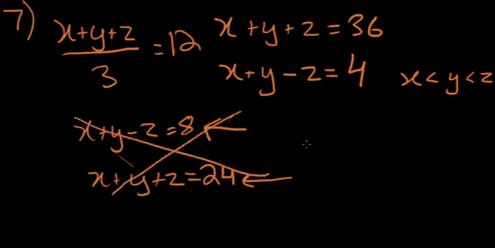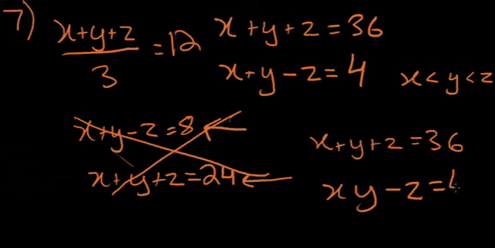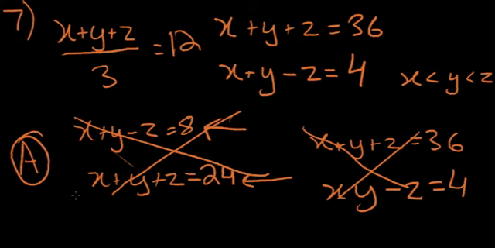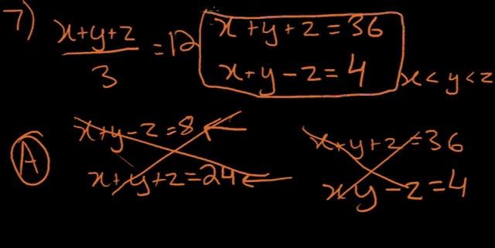Choice E says that x plus y plus z equals 36. That's correct. But then x times y minus z equals 4. Well, no, because this is going to be wrong, because z is just subtracted from the sum of the other two, it says in the problem. So this is also incorrect. Our only choice is A, which is exactly what we wrote down over here. x plus y plus z equals 36, and x plus y minus z equals 4.